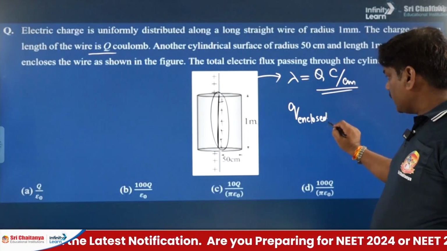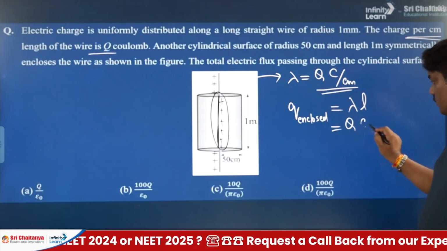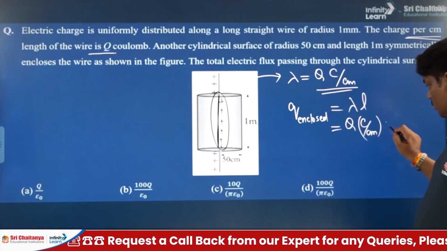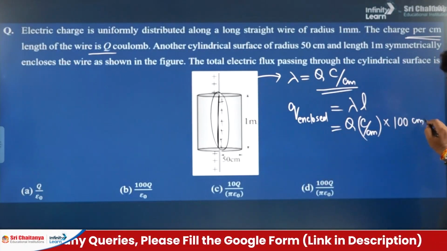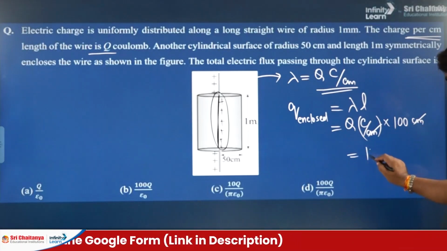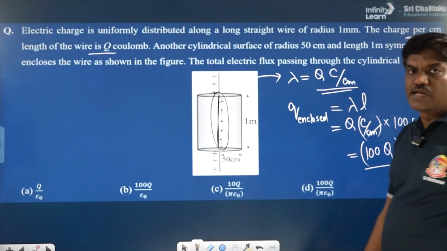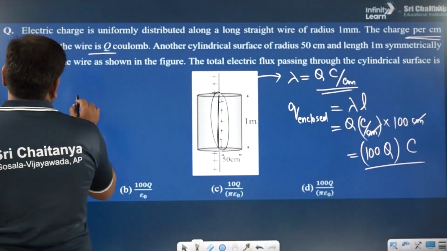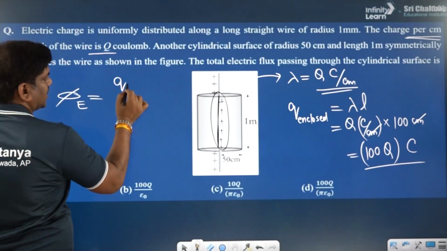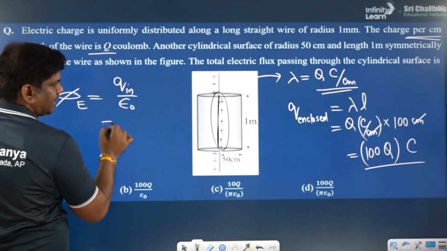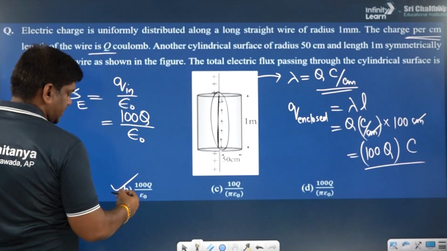So if I ask what is the charge enclosed by the cylindrical surface, you will simply say it is lambda into L, which is Q coulombs per centimeter into 1 meter. 1 meter means 100 centimeter, so the centimeter cancels, meaning 100 Q coulombs is the charge inside this cylindrical surface. Therefore, by Gauss law, the electric flux passing through the cylindrical surface is Q inside by epsilon naught, which equals 100 Q by epsilon naught. That is the right answer.